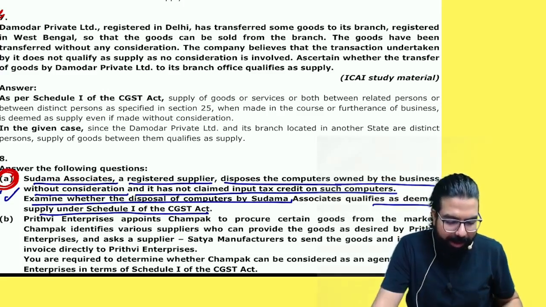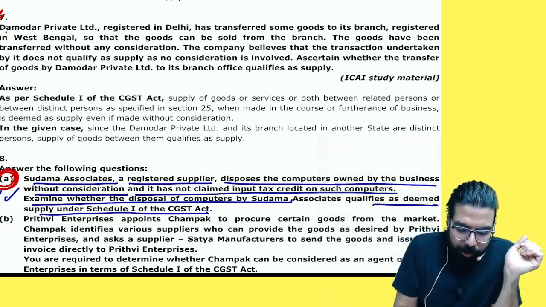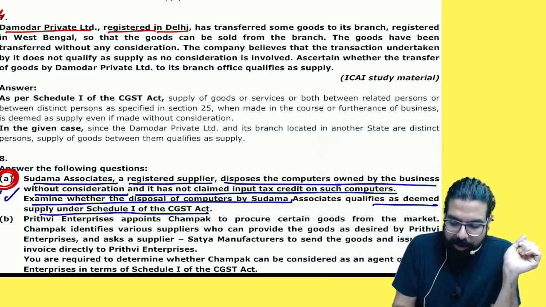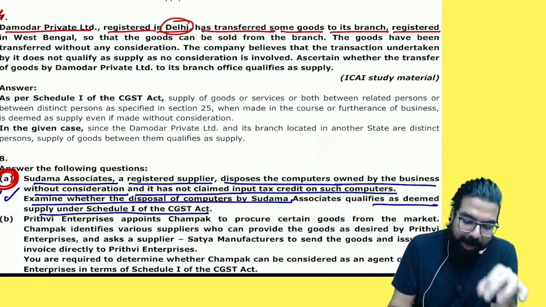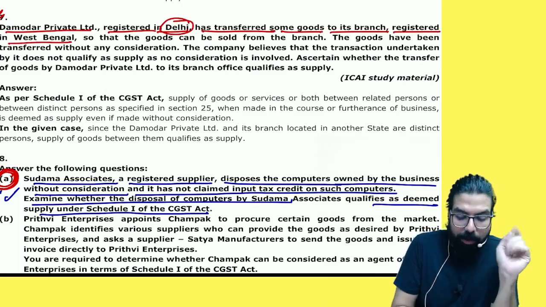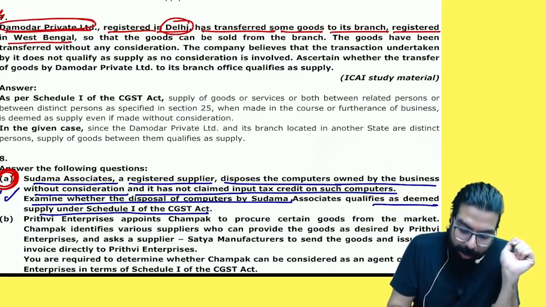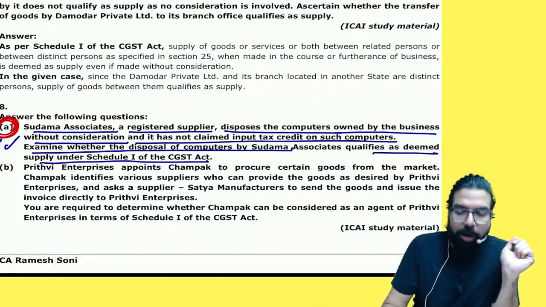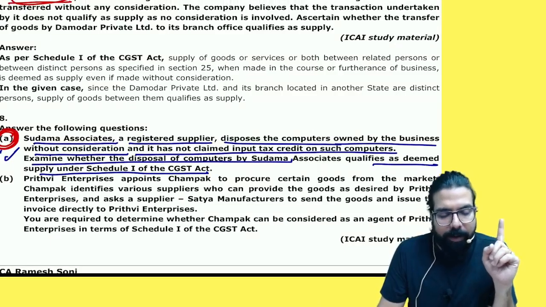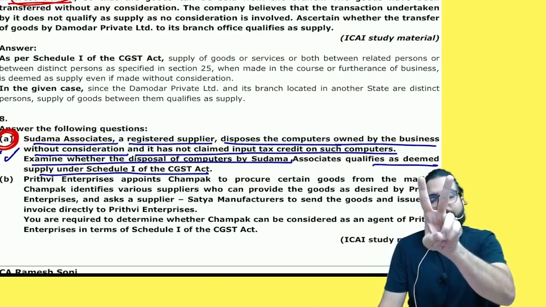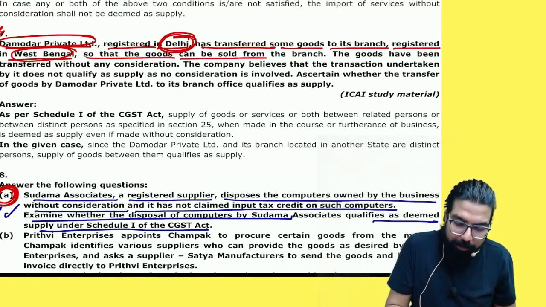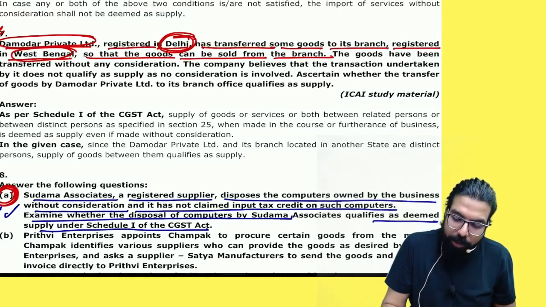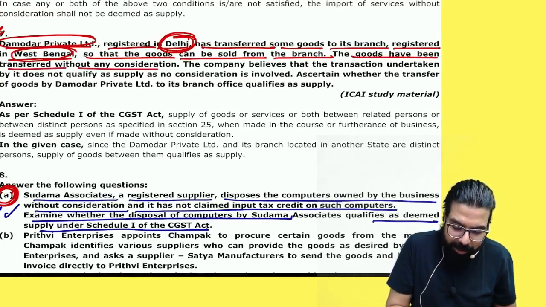People, is it supply? Damodar Private Limited, registered in Delhi, has transferred some goods to its branch, which is registered in West Bengal. First of all, if you have one branch in Delhi, one branch in West Bengal, will it be separately registered? If it is separately registered, will it be distinct person? So that the goods can be sold from the branch. The goods have been transferred without any consideration.